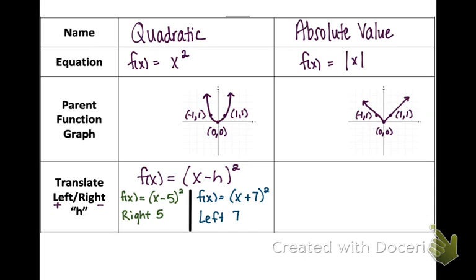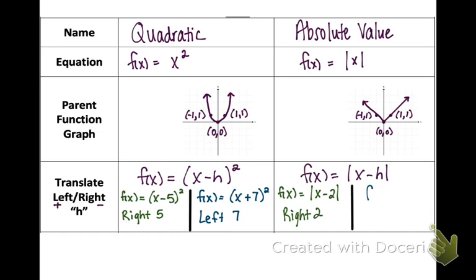We have pretty much the same thing going on over here with our absolute value. So again, inside the absolute value bars, we've got x minus h. If we have an example where we have x minus 2 in the absolute value bars, that's going right 2. Minus is right. If we have, say, x plus 6 in the absolute value bars, that would be left 6.